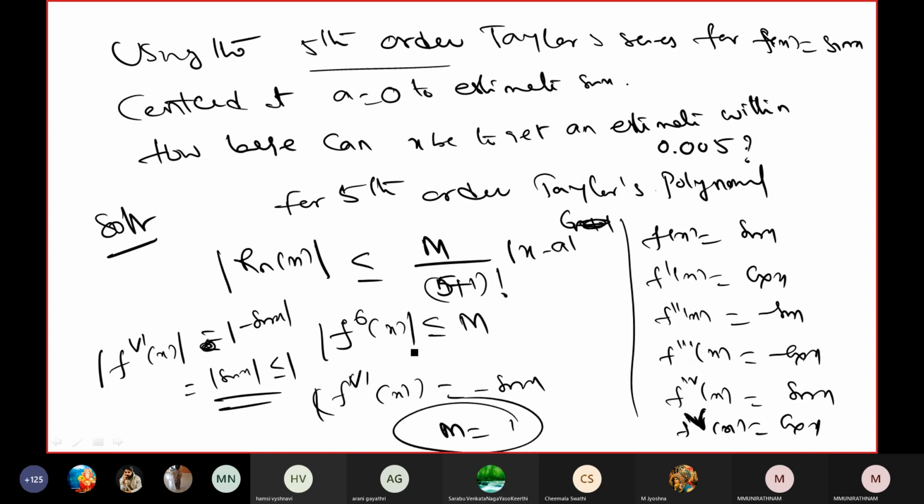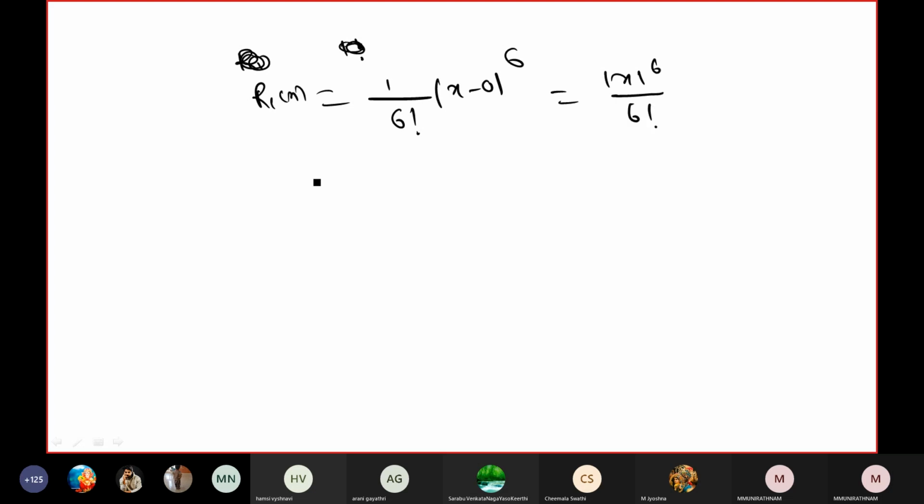So therefore, Rn of x I can write like this. Rn of x is 1 by 6 factorial into mod x minus 0 whole power 6. So what do we do? Nothing but mod x power 6 by 6 factorial.